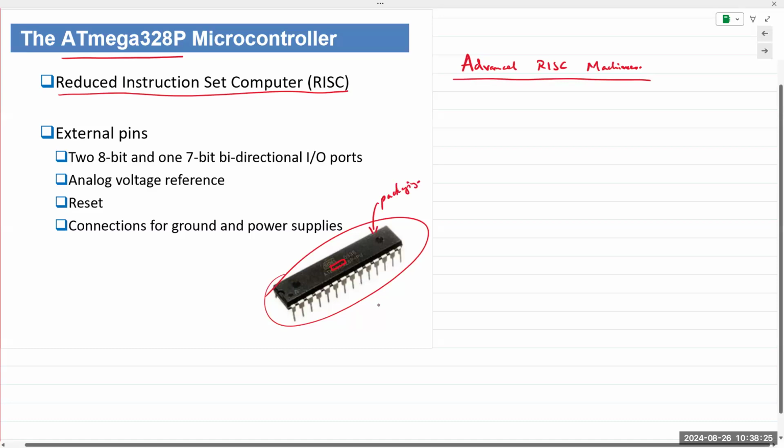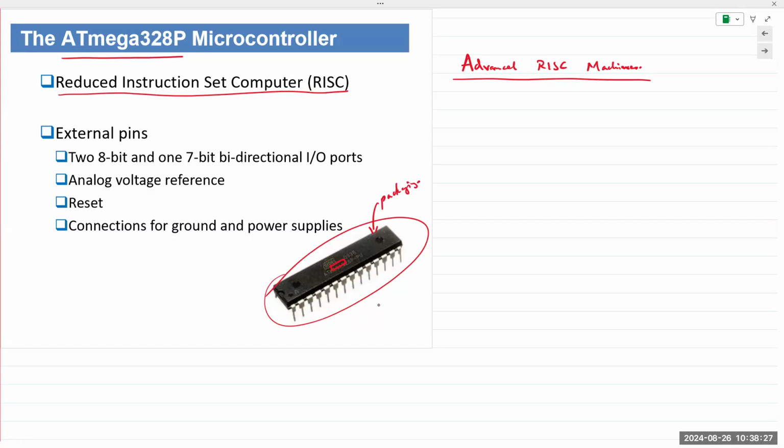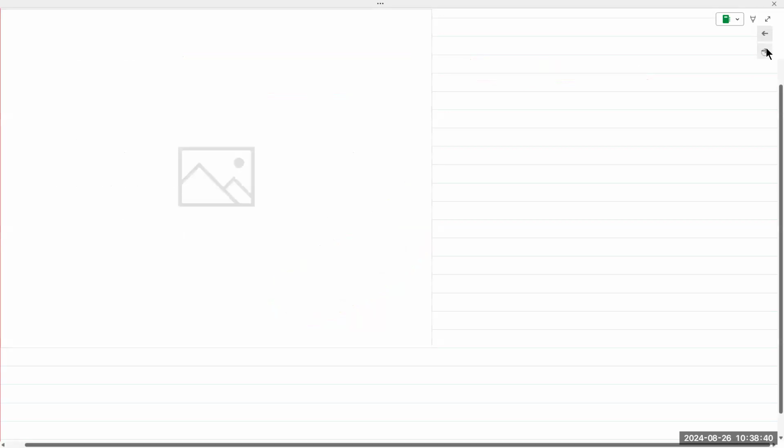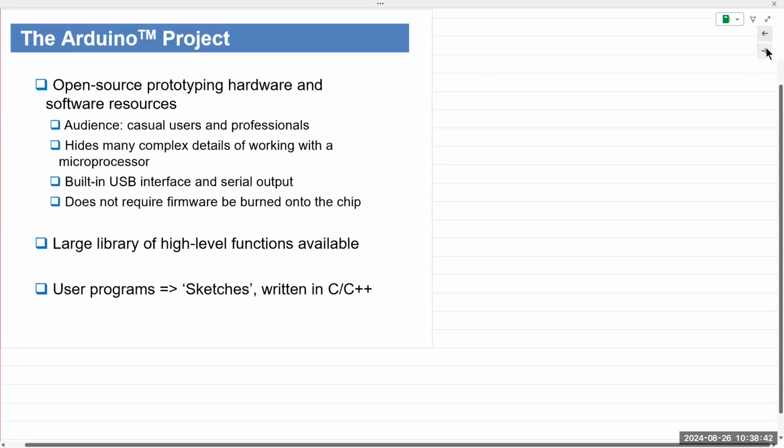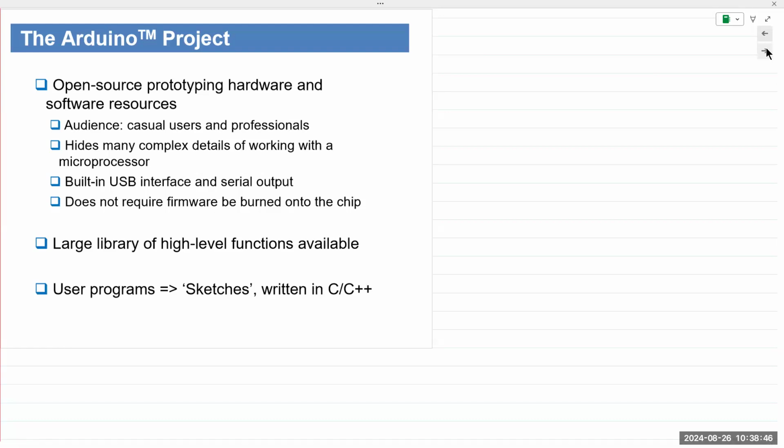So it has external pins to make connections to external sensors. It has analog voltage references. It has digital input pins, digital I/O pins. It has analog pins, reset, and then there are connections of ground and power supplies. There are two separate power outs. There's a 3.3 volt line. There's a 5 volt line on that board.